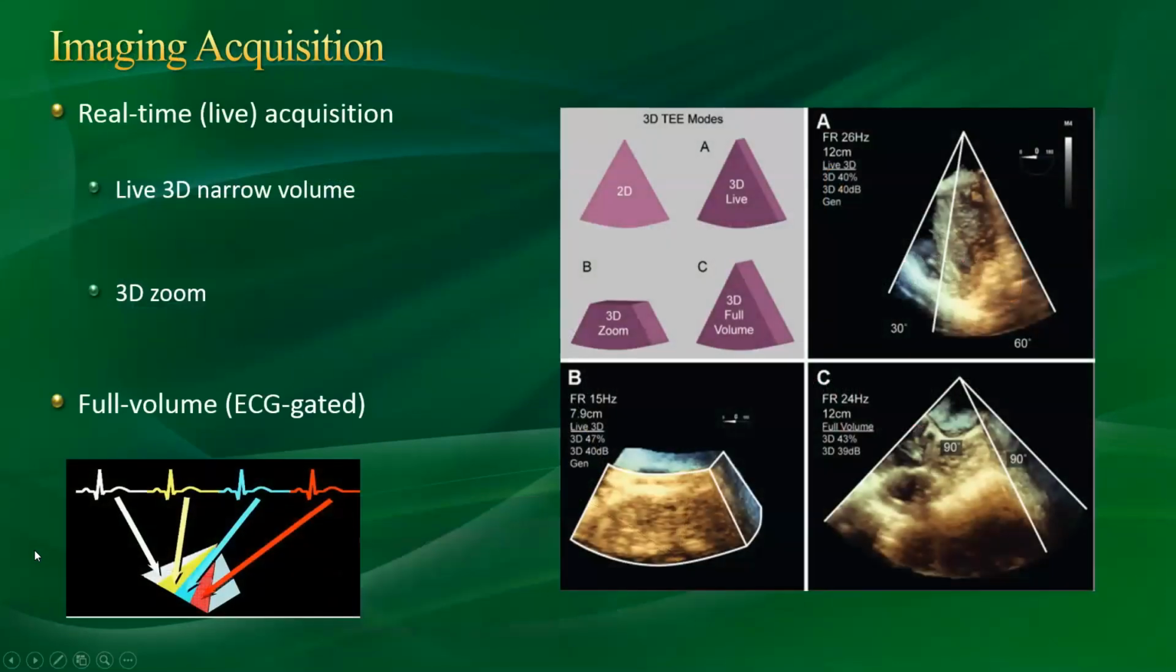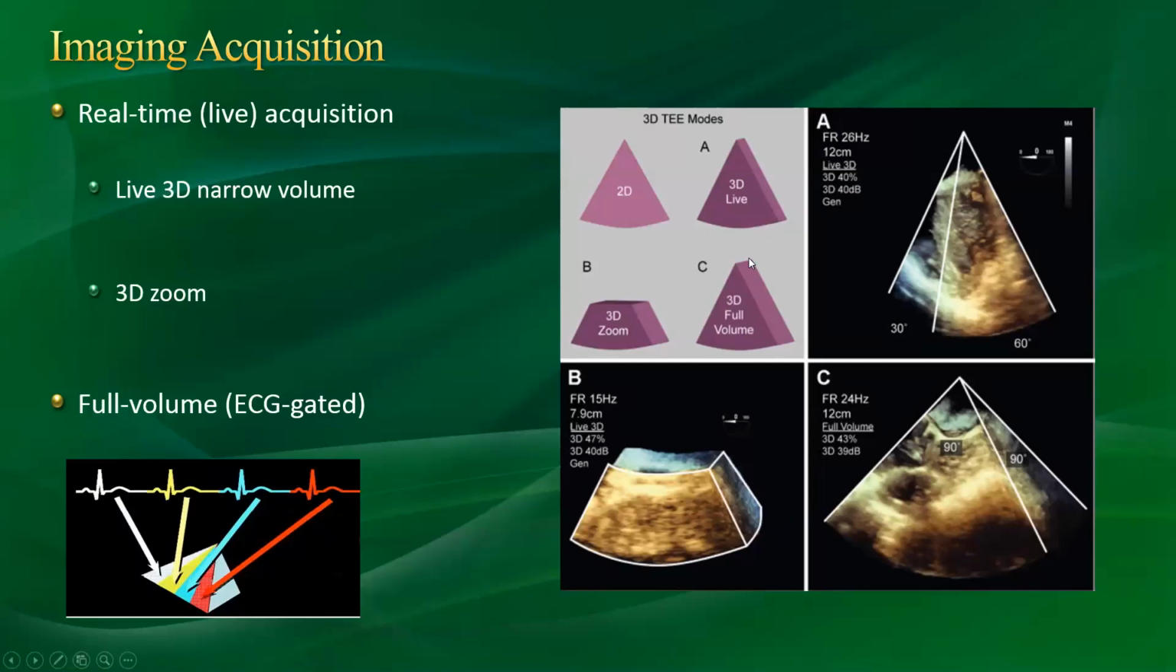Now, talking about image acquisition, as I said, in general there are two types: real-time or live acquisition, and full volume, which is ECG gated. For the real-time, we have the live 3D. It's a narrow sector, like a pizza pie here, usually 30 by 60 degrees. And we have the 3D zoom. It's a small pyramid, usually 30 by 30 degrees.